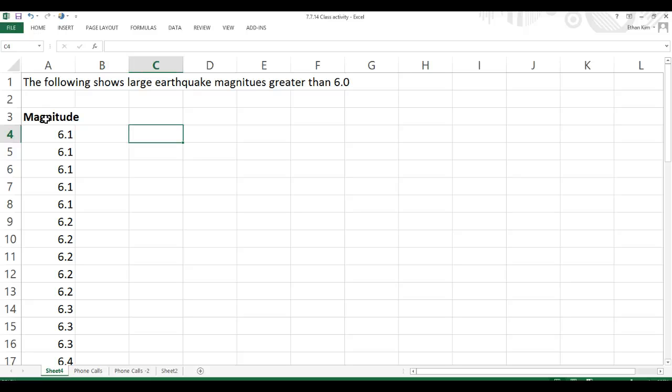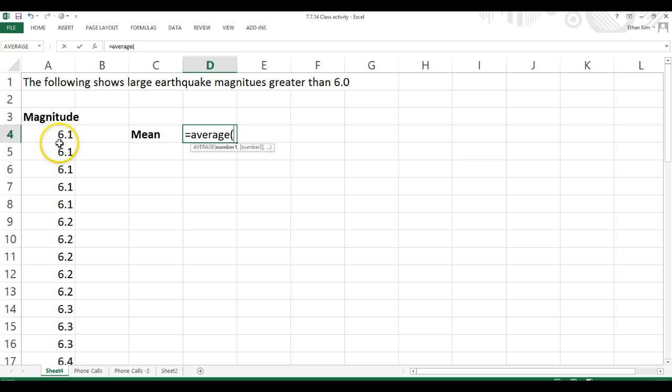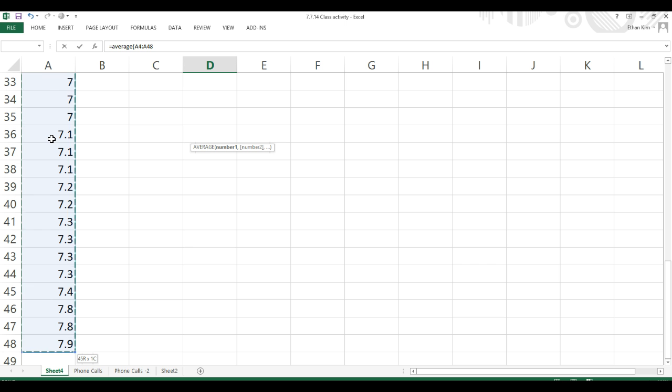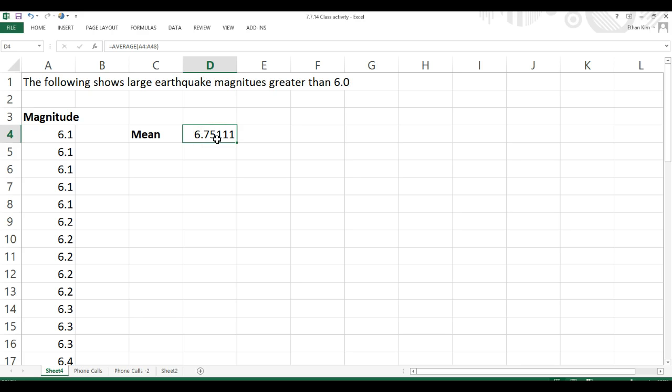And here we're going to find the average, or why don't we just use the statistical term, mean, right? So mean equals average, and then open parentheses, and you have to give it a range where the data starts and ends. And we're gonna do that from A4 down to A48, and then close parentheses and enter, right? And if we go up, we get the average value.